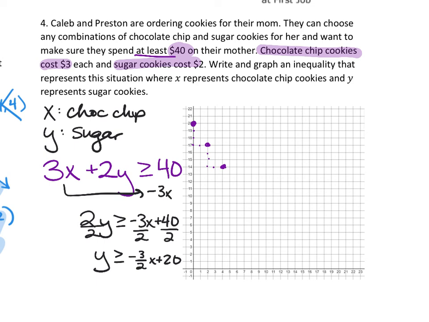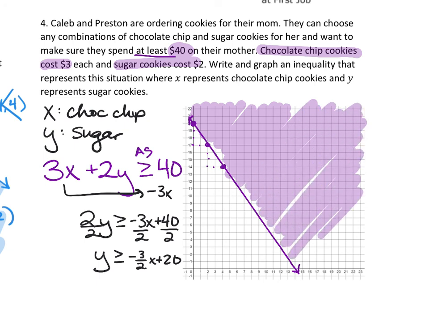Yeah, greater than or equal to is above, but still solid. So this time also, we're going to draw a solid line. These have all been solid. That's pretty nice. But instead of shading below, I'm going to shade all the way above the graph. So all of these coordinate points contained in the purple are options for Preston and Caleb to spend nice amounts of money on their mother and spend at least $40 to get her a really nice gift.